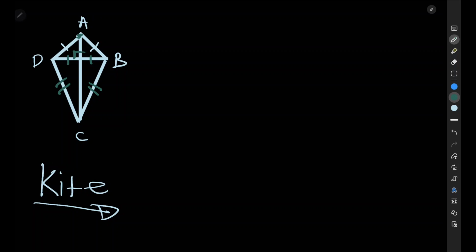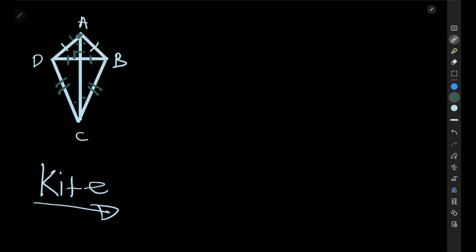So meaning that those two will be equal right there. Whereas with the other diagonal, the long one, it's not cut into two equal halves, but the other one is just cut into two equal halves. As well, we only have one diagonal, which is the long one, that bisects the angle. So this angle here is equal to this angle, and this angle here is equal to this angle.